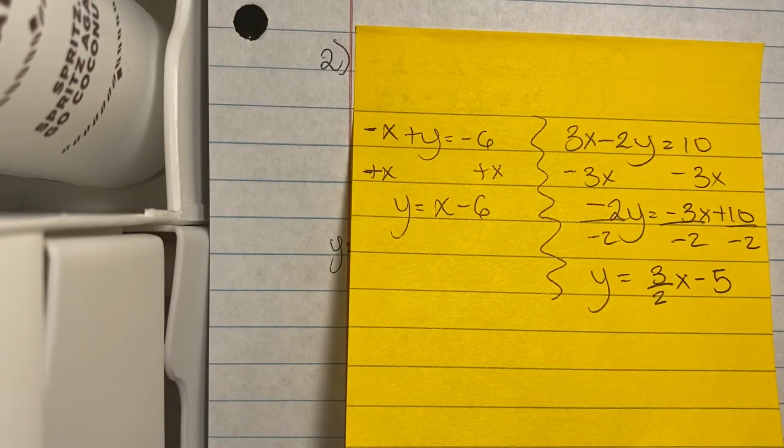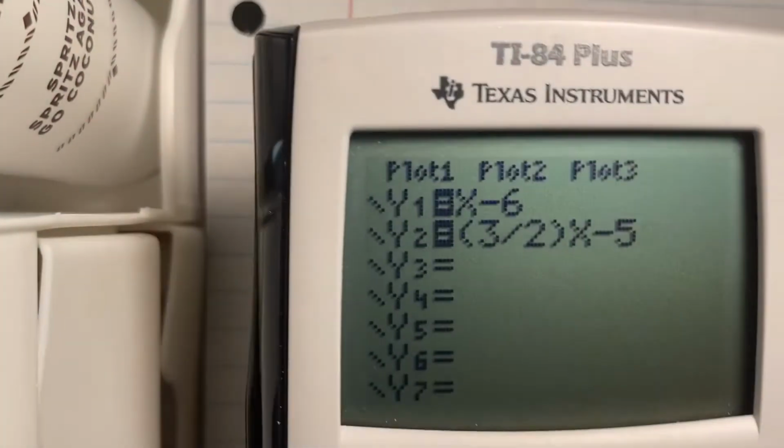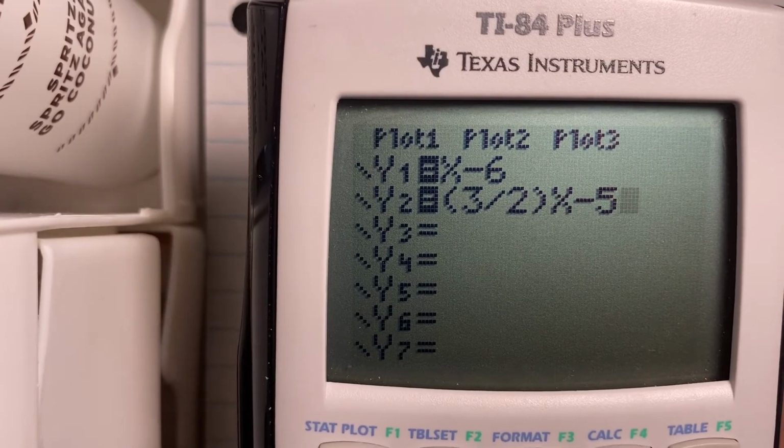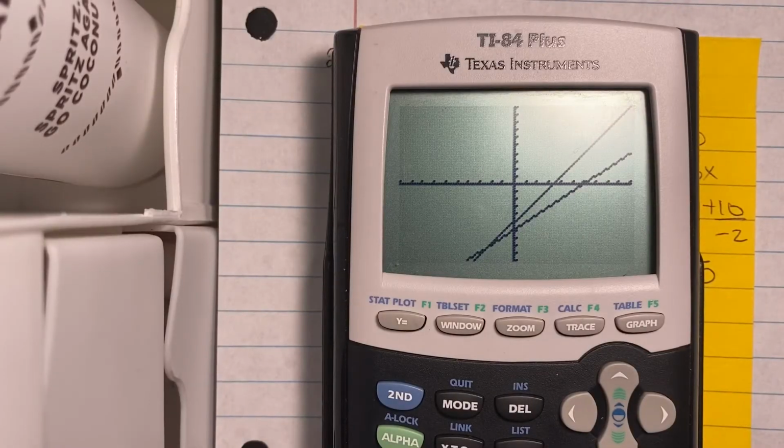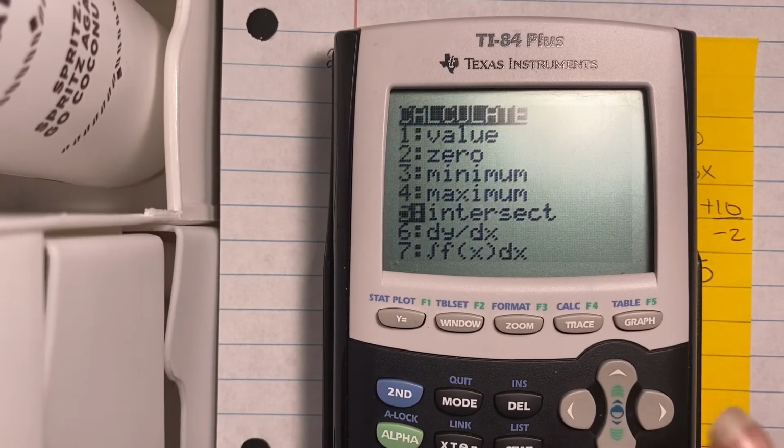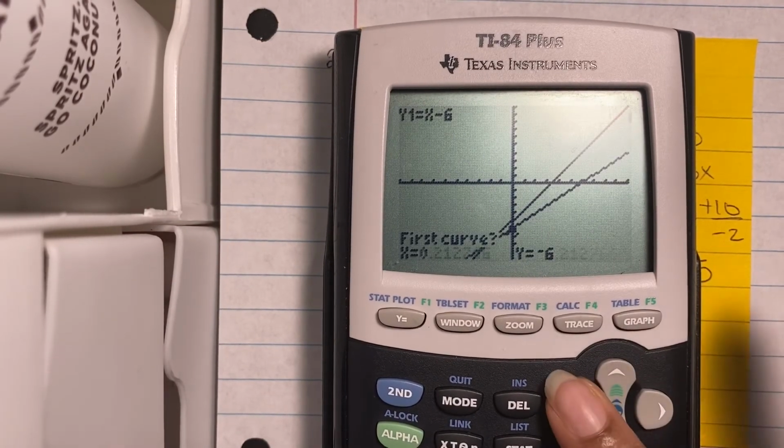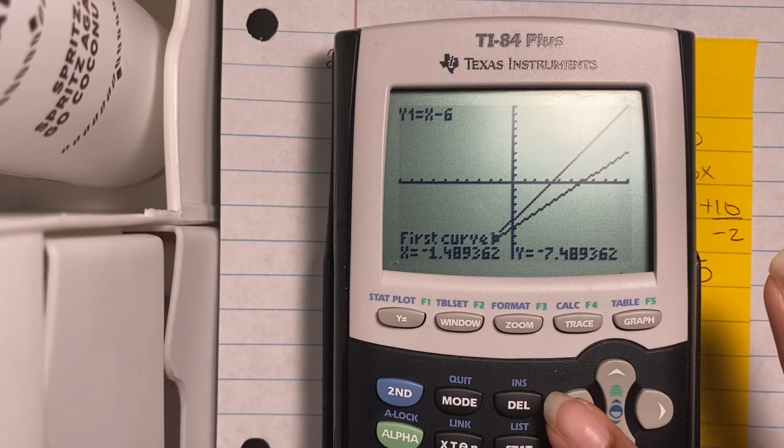And here I rewrote the equations into y equals mx plus b, so I can also put into my calculator and show you guys when I graph it. So all you want to do when you're trying to put it into y equals mx plus b is get y on one side by itself, and just make sure it's just y all by itself.